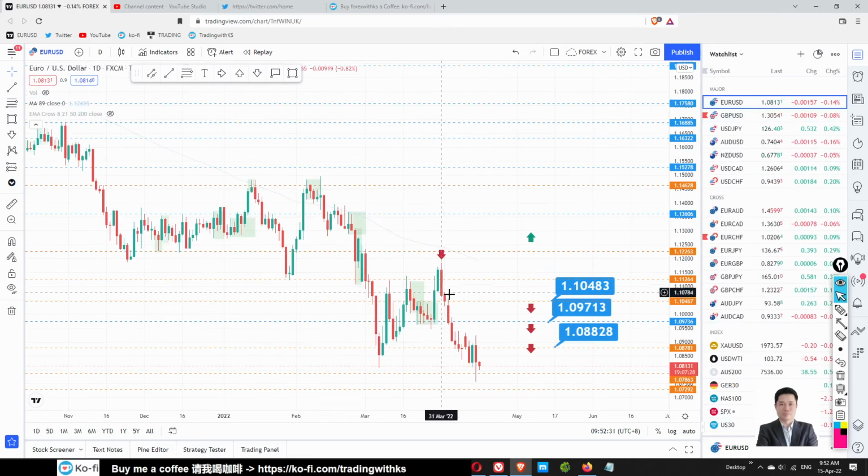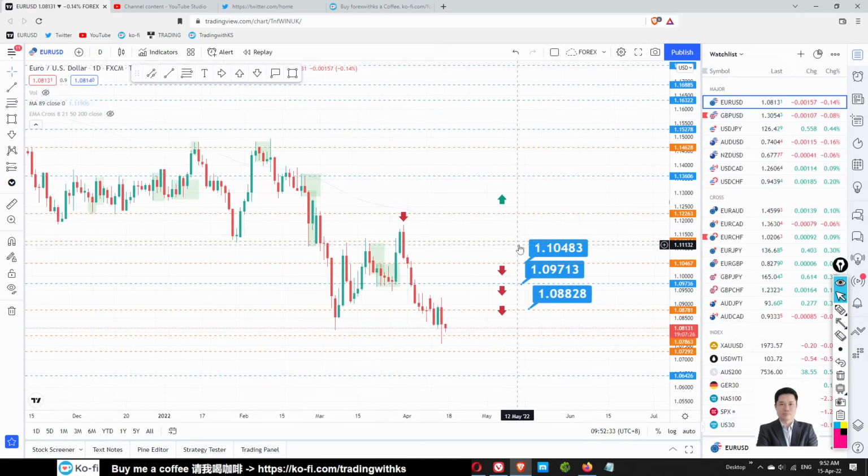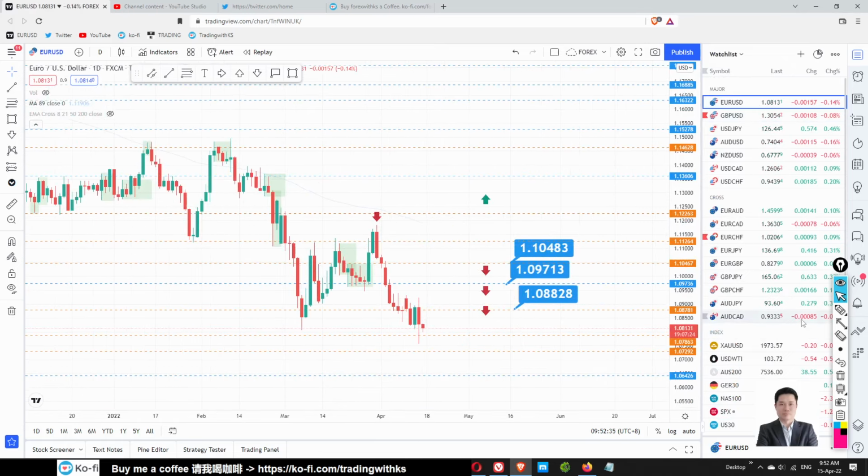Look at EURUSD. We are still looking for a pullback for a sell opportunity. 1.10483 or 1.09713. Is there a possible sell opportunity around here? 1.08828? Probably not, because here it has really started to congest. Congestion area, we have to wait and see. But probably I will wait for a retracement.